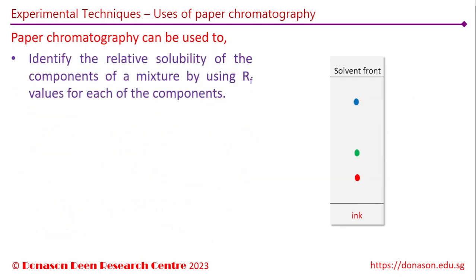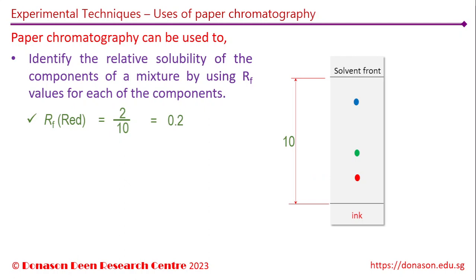Another use of paper chromatography is to be able to determine the relative solubility of the components of a mixture by finding the RF values for each of the components. For instance, in this chromatogram, the RF value for the red dye would be the distance of the red dye from the baseline, which is 2 units, divided by the distance of the solvent front from the baseline, which in this case is 10 units. This gives an RF value of 0.2 for the red dye.